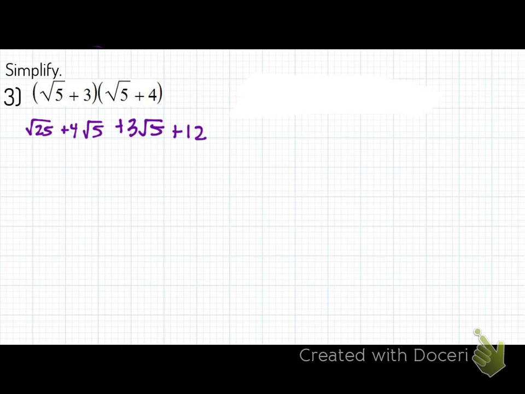So then we're going to now combine like terms and simplify. So we know rad 25 becomes 5. 4 rad 5 plus 3 rad 5 is positive 7 rad 5. And then we have 12 there. Then we can combine like terms again. What's 5 plus 12? 17. So then 17 plus 7 rad 5 is your answer. That's your answer.